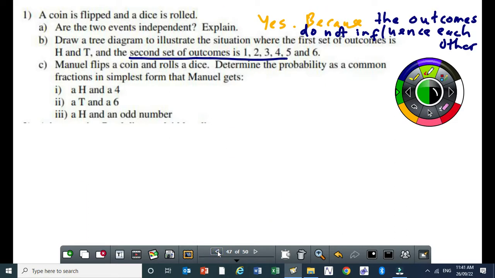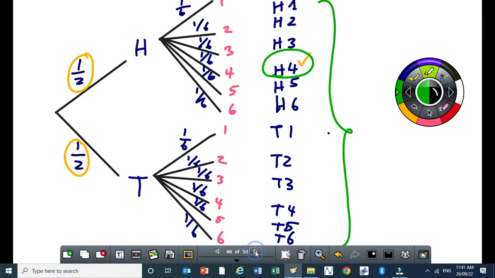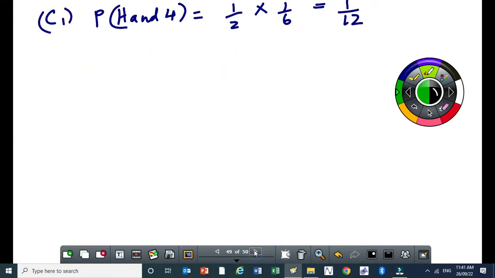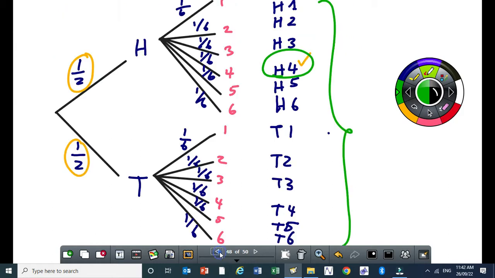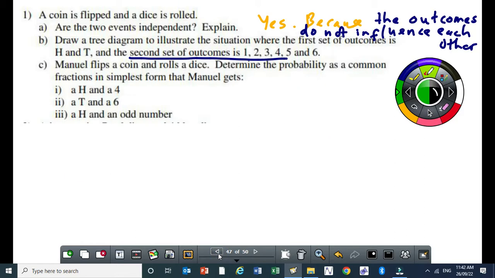Then, of getting a tail and a 6, it's again the same answer. So, the probability of getting a tail and a 6, if I use the multiplication law, it's going to be half times 1 over 6, and that will give me 1 over 12.